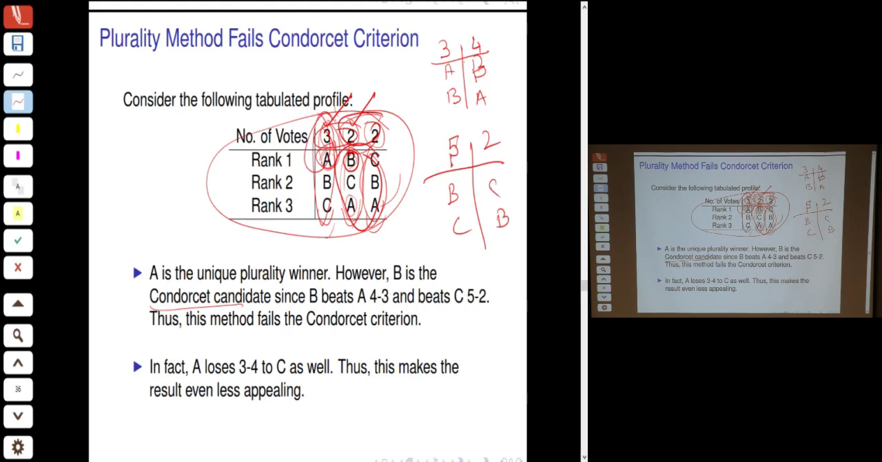So the winner determined by the plurality method does not coincide with the Condorcet candidate. Therefore, the plurality method does not satisfy the Condorcet criterion. In other words, it fails the Condorcet criterion.